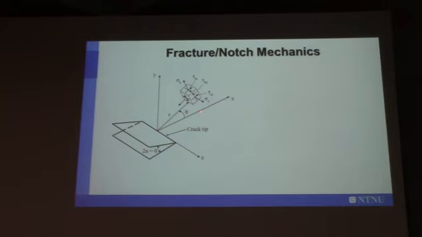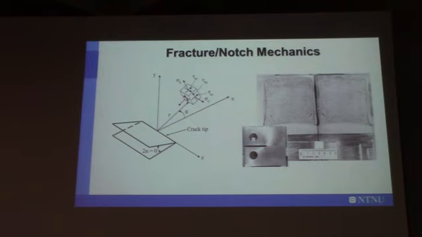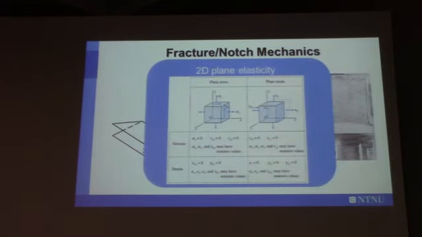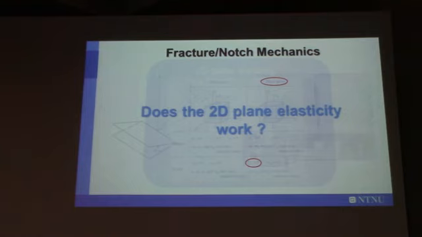Of course, since the origins of fracture mechanics, we have used 2D plane elasticity. For example, here we have plane stress, or we have considered plane strain conditions. But the question that could arise is, does the 2D plane elasticity work? And this may be complementary with the previous talk.